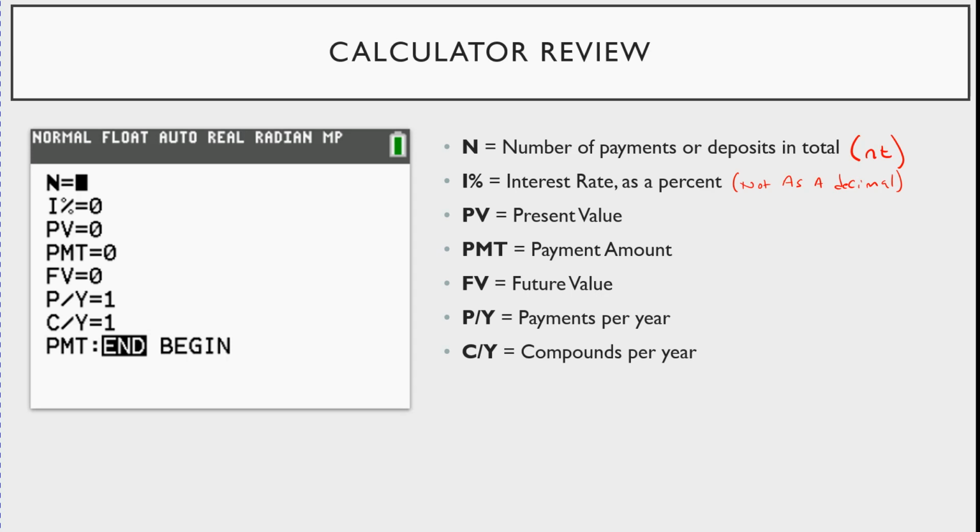Payments per year and compounds per year will be the same thing. Generally that'll be 12 because we'll do monthly payments. And then there's the setting for whether you make the payment at the beginning or the end of the month. For our calculations here, we're just going to leave it at the default, making payments at the end of the month, but it doesn't necessarily matter too much. All right, so it can be a little confusing what you need to plug in first, but I promise as you see the problems, it'll make sense.